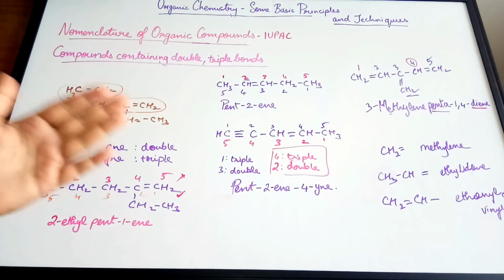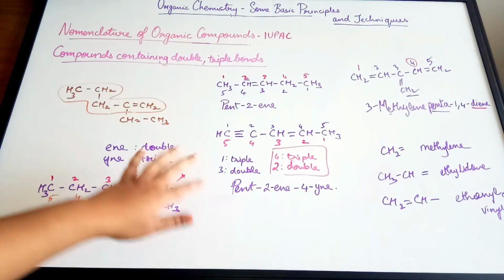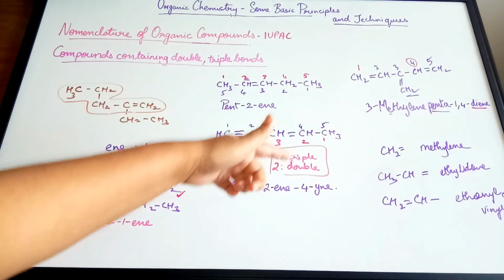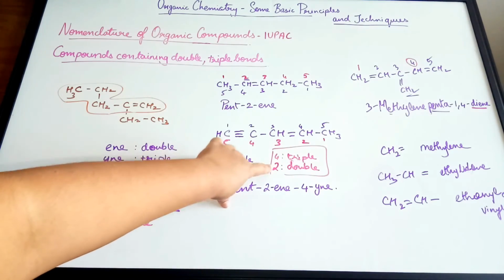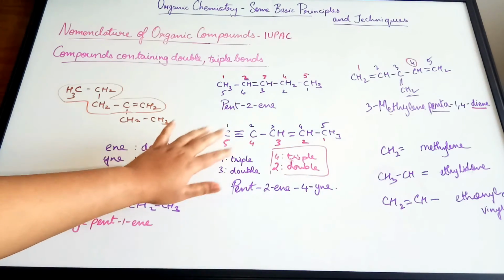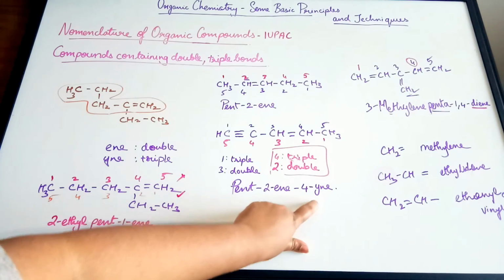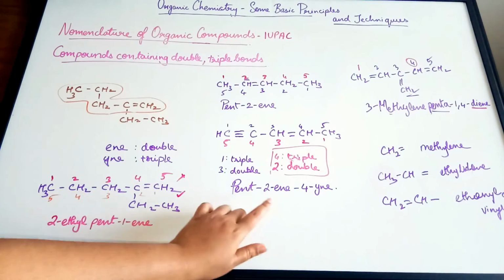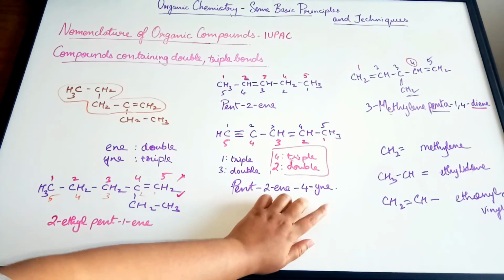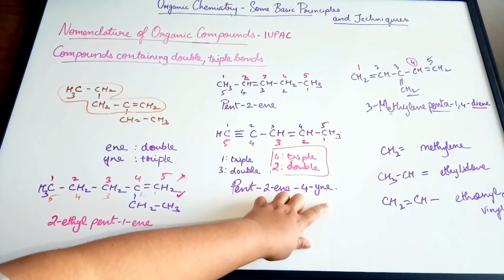Now if you have both a double as well as a triple bond in the main chain, then priority is given in such a way that the double bond gets a lesser number. That's what we discussed here. And the compound is considered to be a derivative of the alkyne. So that's why you have yne in the end. It has both double and triple bond and it is considered a derivative of the triple bonded carbon chain.